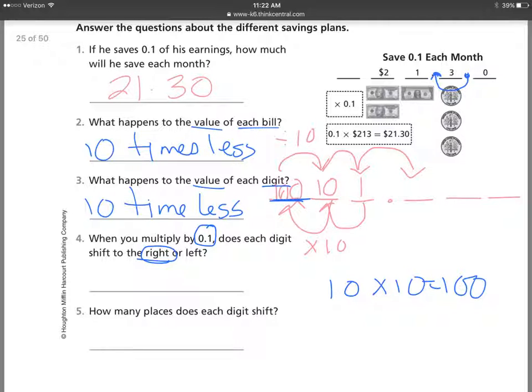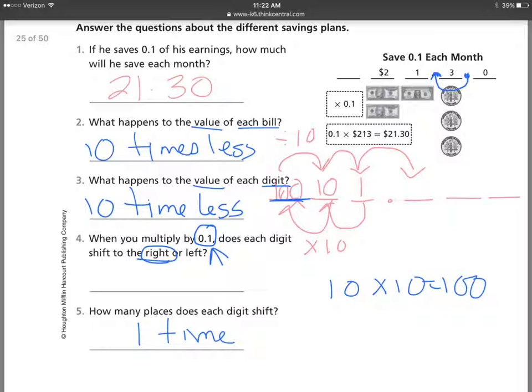And number 5 says, how many places does each digit shift? Well, we only have 1 decimal place in the number 1/10, and we only move the decimal 1 time, so each digit is shifting only 1 time. They're moving from where they started to 1 place value to the right. Remember, the decimal's moving left, which makes the digits appear to be moving right.